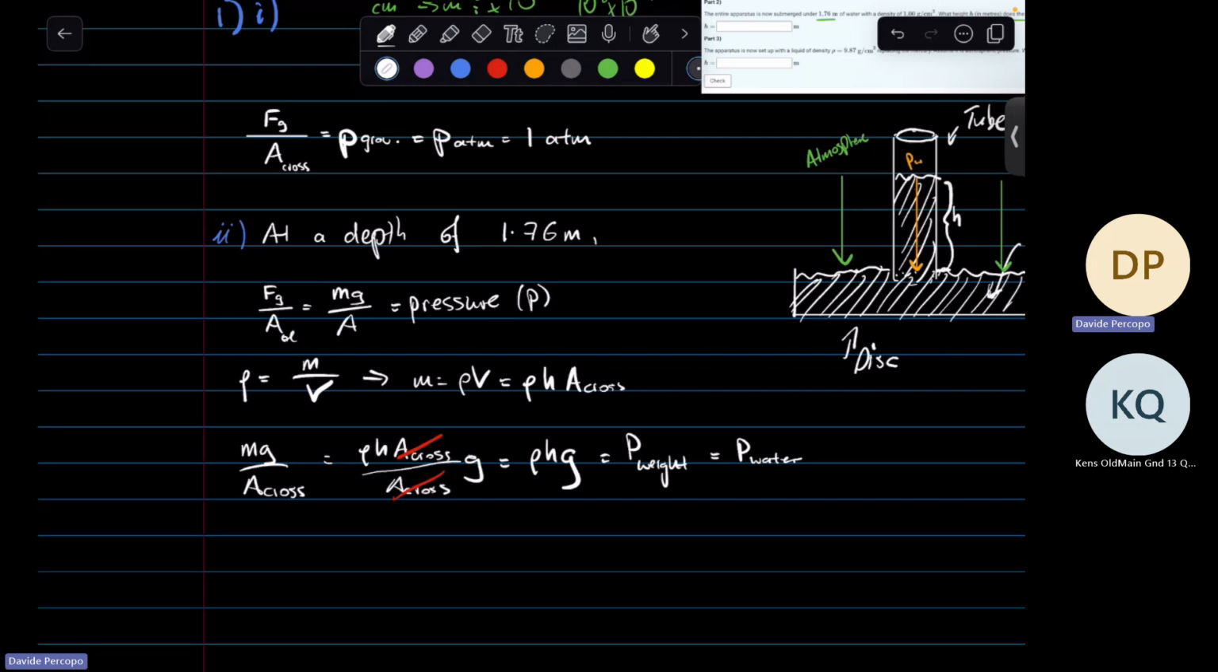This is the pressure of the water. So this is the disc. This is like the mass of the water, which we don't know, but that's okay. We've got rho here. This is rho of the water. This is not disc cross, sorry, it's disc. I'm very sorry, I didn't specify that.